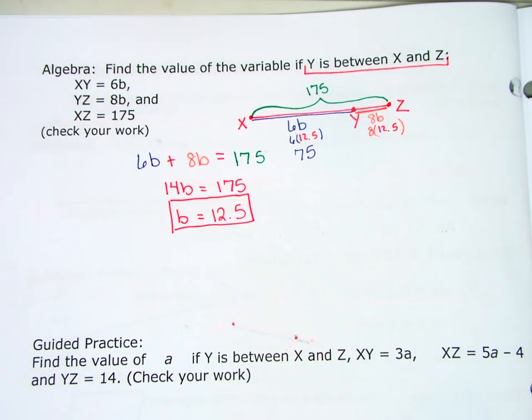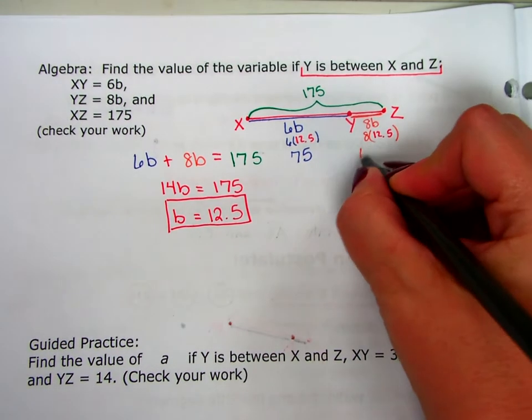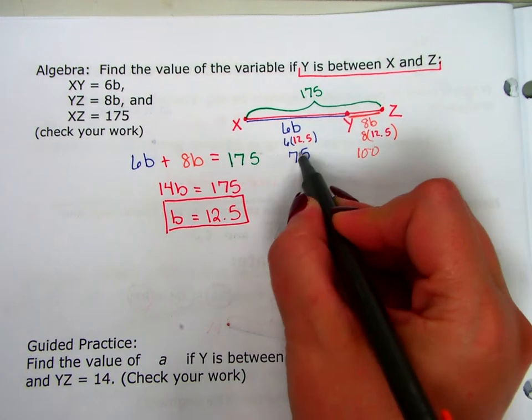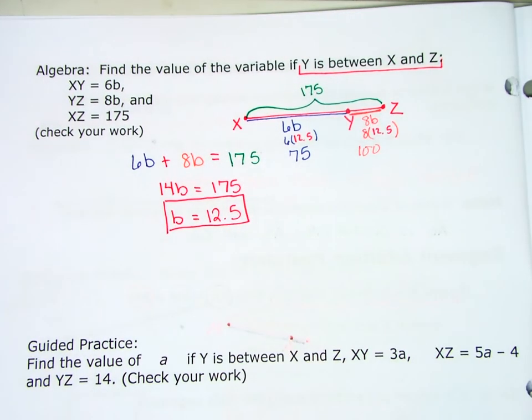So what's 8 times 12.5? 100. It is 100. So then I can check, do these two really add up to 175? Yes, they do. I can feel confident that I did my math correctly.